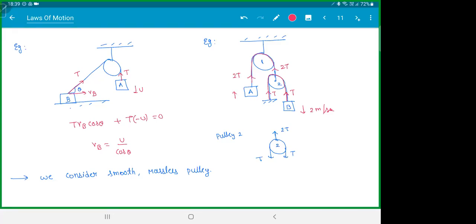A's velocity, I don't know, I'll just assume up. So power will be 2T into VA plus T into minus 2 is equal to 0. We get VA is equal to 1 meter per second. Are you getting this? This method is pretty much foolproof. You will get answers quite fast. Just get the tensions, multiply and finish it off.